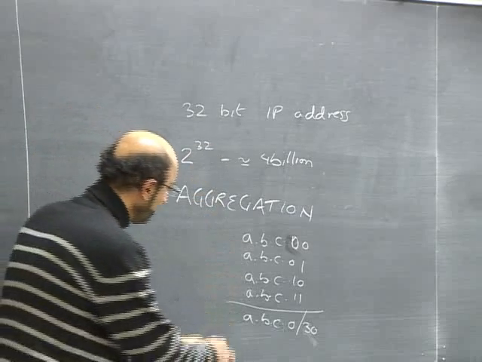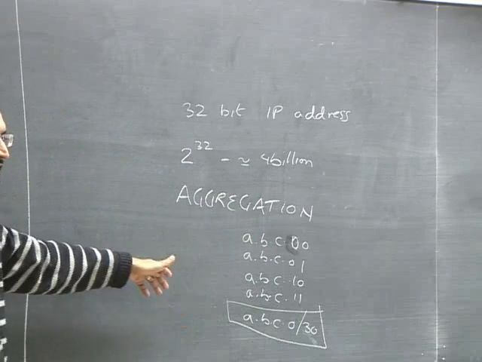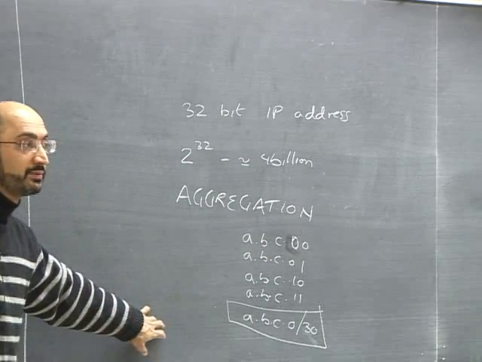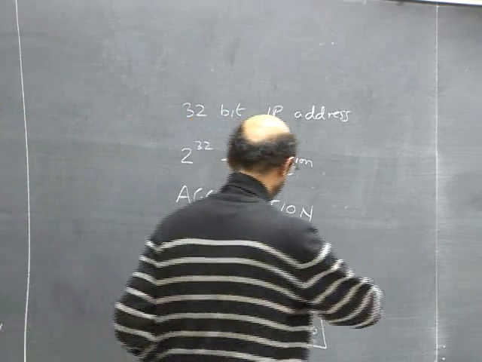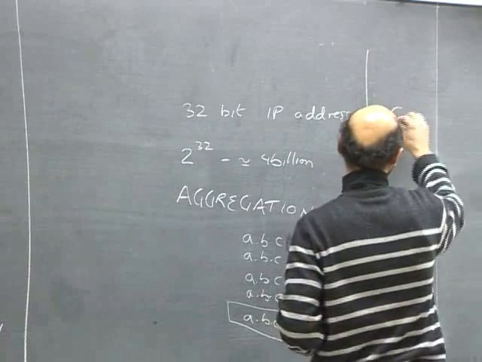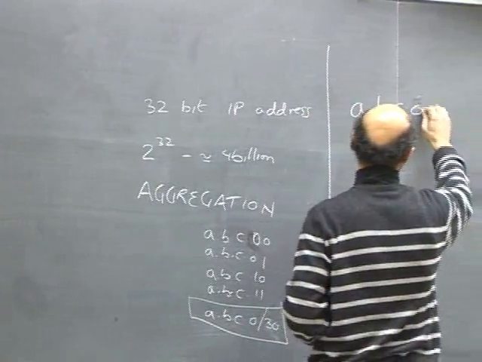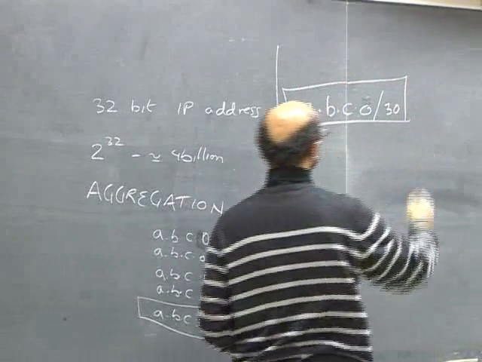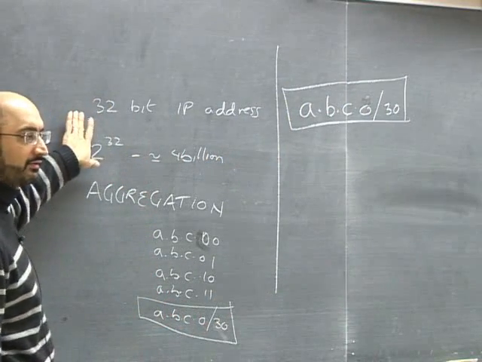So this notation down here, A.B.C.0/30. Is it visible from the back of the room what I'm writing at the bottom of the board? Can you guys see it? Some of you, the taller people, can see it. The representation I'm writing is A.B.C.0/30. It looks complicated, but let's just look at it. We know it's a 32-bit IP address, right?